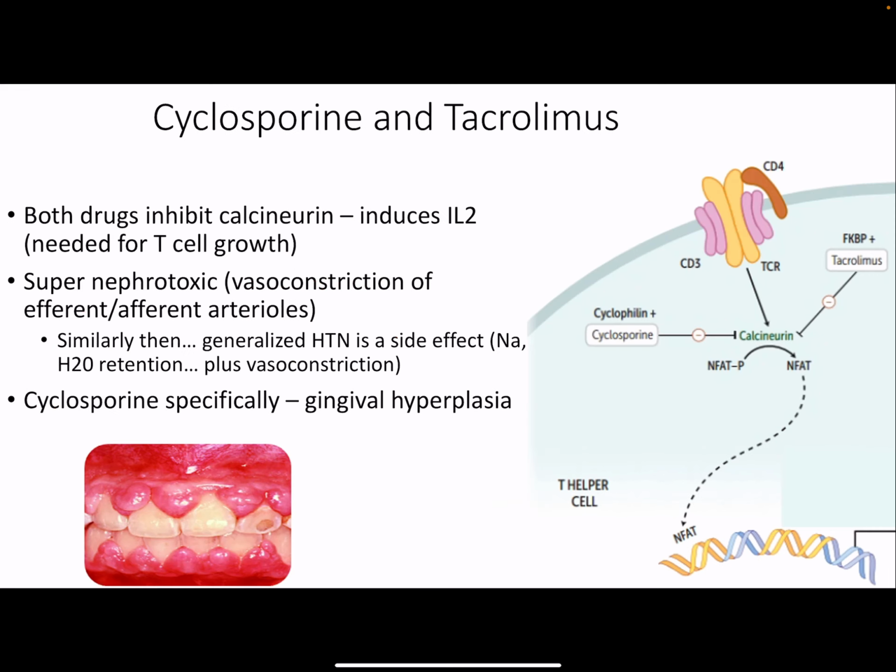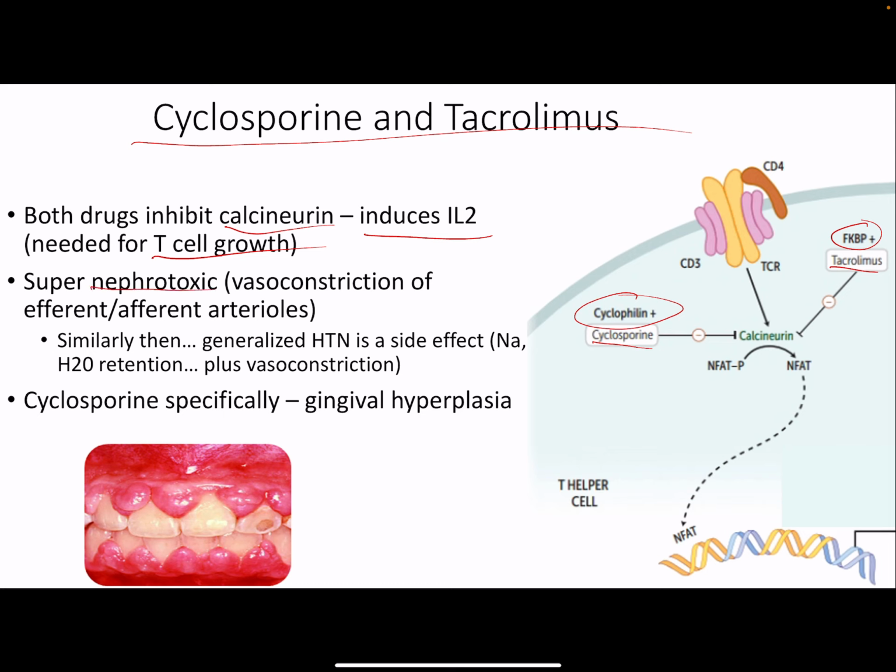All right, cyclosporine and tacrolimus. Both of these drugs inhibit calcineurin, which induces IL-2. Again, IL-2 is for T-cell growth. They do it through different mechanisms, though. Cyclosporine inhibits cyclophilin, and tacrolimus inhibits FK binding protein, also known as just FKBP.